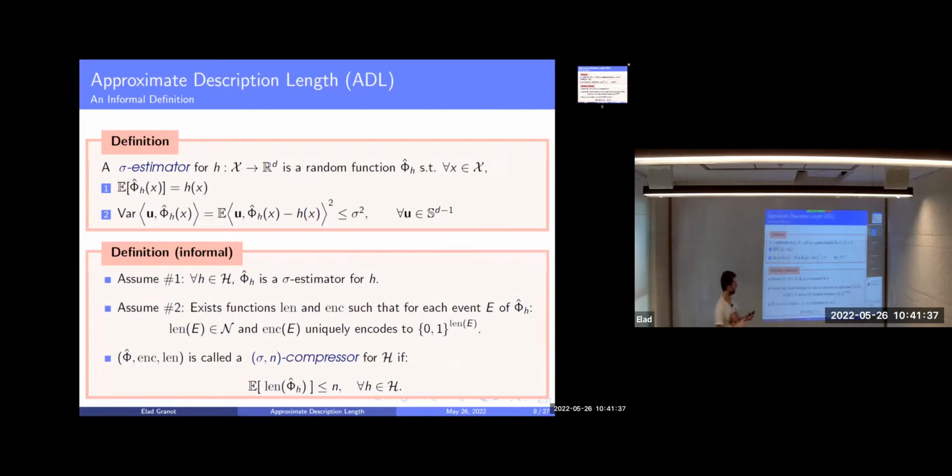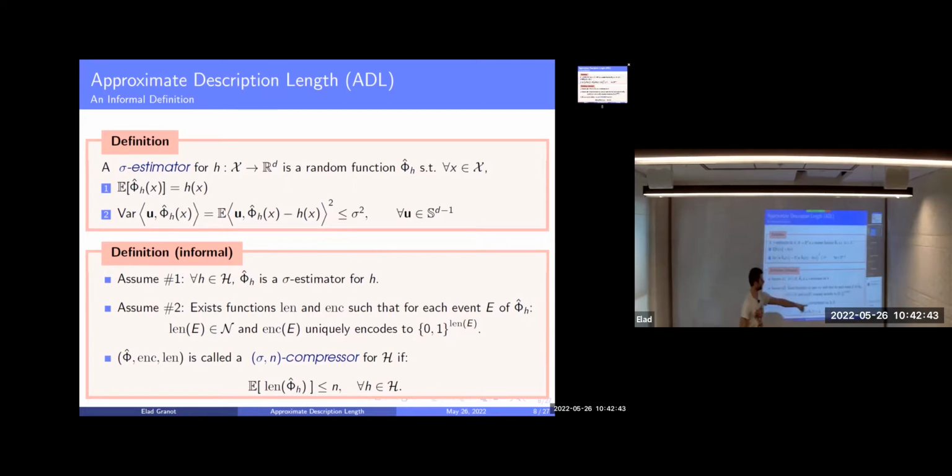The second definition, which will be less formal, is to give the idea of what a compressor is. Assume first that every function of our class has a sigma estimator, that is, an unbiased estimator with bounded variance. And there exist two special functions, len and enc, such that for every event of every estimator, because remember, an estimator is a random variable, len gives us a number, and enc will uniquely encode this event with a number of bits that is the length given by len. So every function has a unique encoding, but with a varying number of bits, where len is the control of how many bits it will get. So the three functions, phi, enc, and len, are called a sigma compressor.